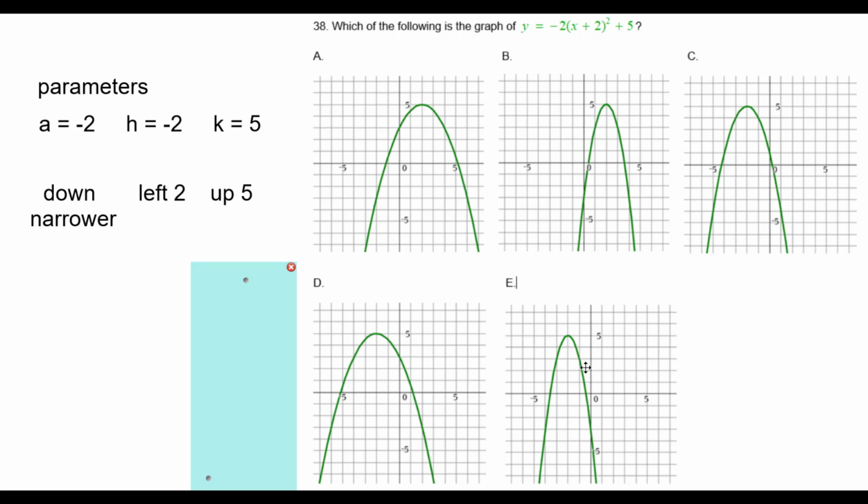But the narrowest one is right here. So if I go right 1, and down 2, then 2, down 8, this looks like it right here, E. Okay, this is the narrow one, and it's been shifted left 2 and up 5. This looks like it would be x squared. This looks like it would be a half x squared. So the answer is E.